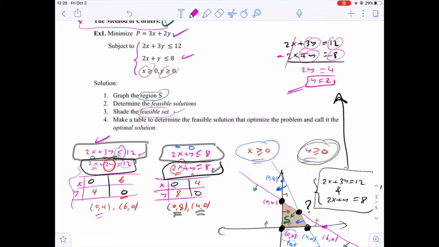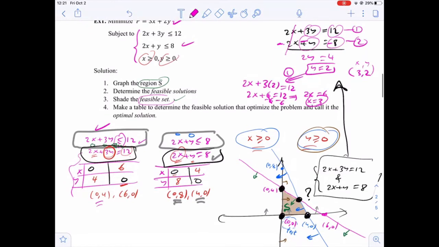So after finding y, we can substitute in one of the two equations. Let's substitute into the first equation. We have 2x plus 3 times y, which is 2, equals 12. Then 2x plus 6 equals 12. Subtract 6 from both sides. You get 2x equals 6, and then x equals 3. So the point is x, y, I mean 3 and 2. So this point here, now we could find the point here, 3, 2.